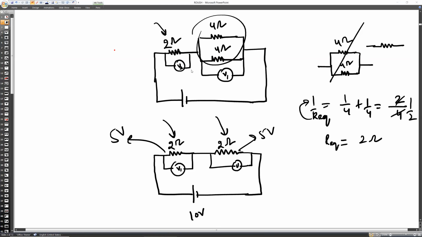Okay. Yes, sir. So whenever there are two or more resistors connected in parallel, just consider them as a single resistor. Okay, got it?